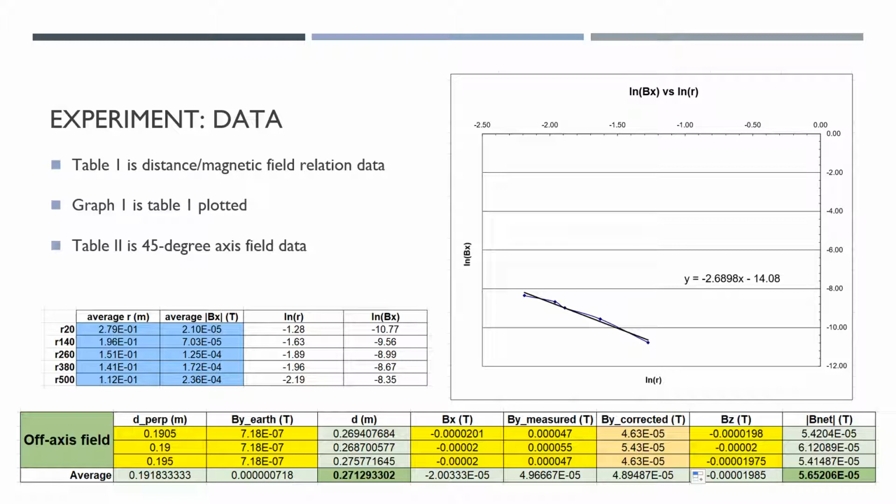So from that experiment, we gathered a lot of data. Table 1 is the distance magnetic field relation data, and as you can see, as distance decreases, average magnetic field magnitude increases. Graph 1 is the data from Table 1 linearized and plotted. We're going to use that information later. And Table 2 is the 45-degree axis field data. We used an average distance perpendicular of 0.19 meters, which translated to a distance of 0.27 meters, and got us an average magnetic field net of 5.65 times 10 to the negative 5 Tesla.